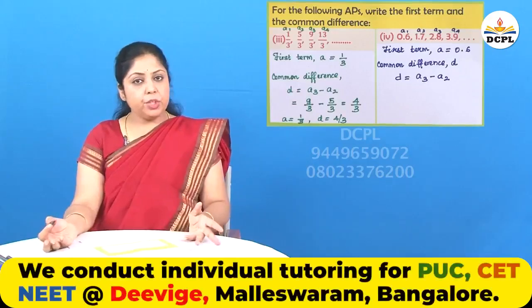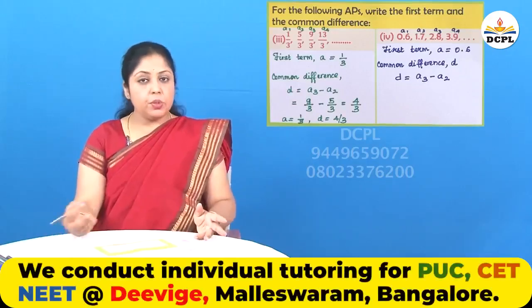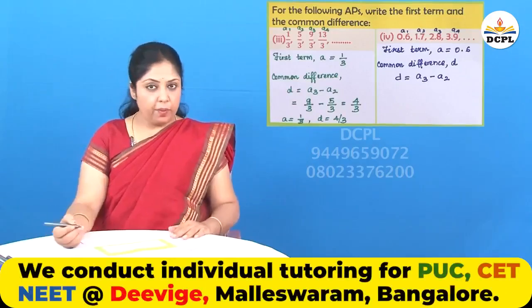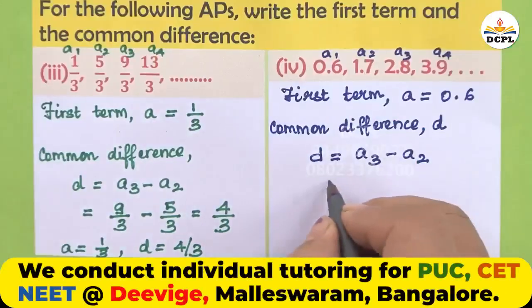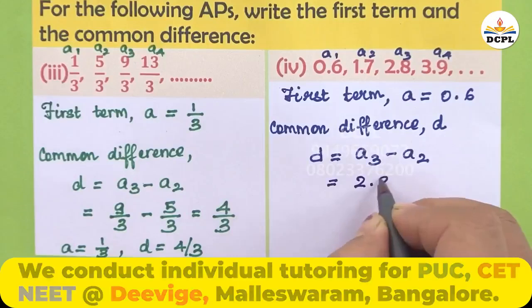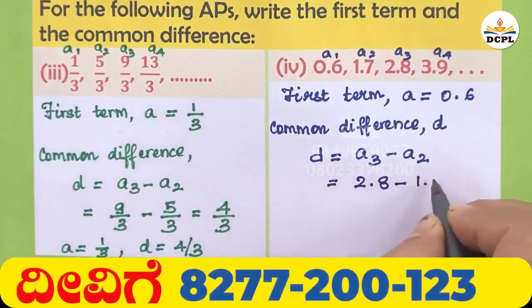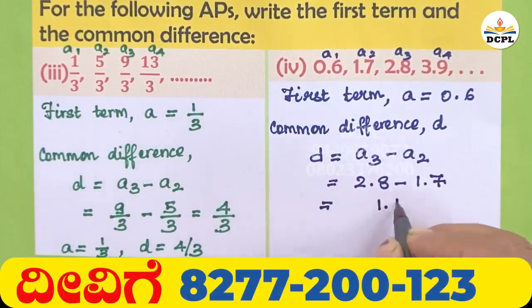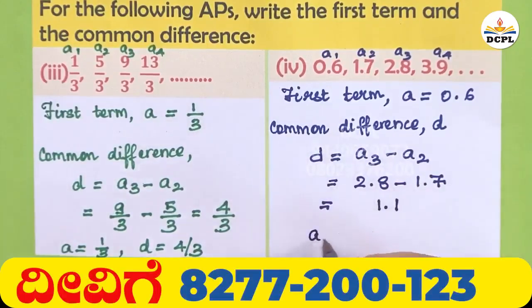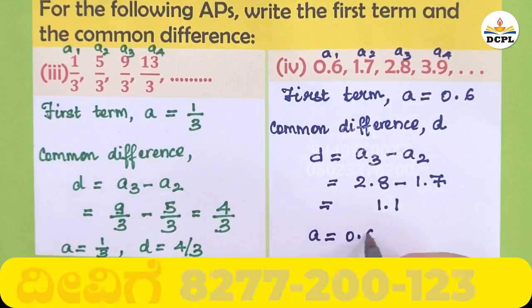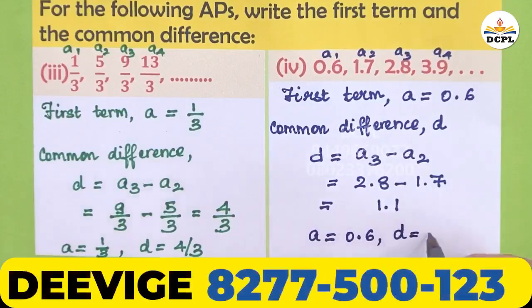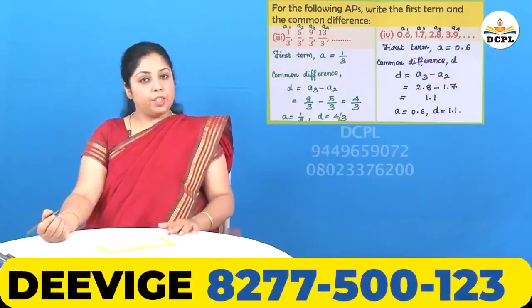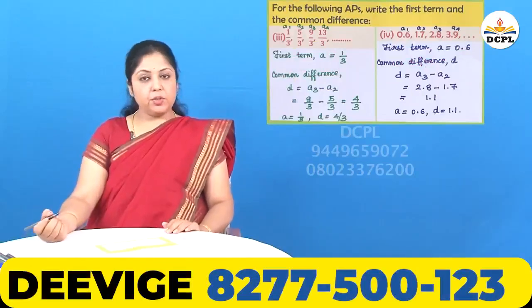You can randomly choose any two succeeding terms to calculate the value of D. Here A3 is 2.8 and A2 is 1.7. When I subtract, I get 1.1. So here the A value is 0.6 and the D value is 1.1. Make a note of this, students. We will proceed to the next problem.